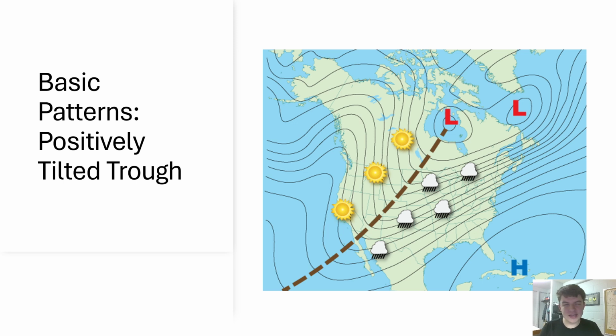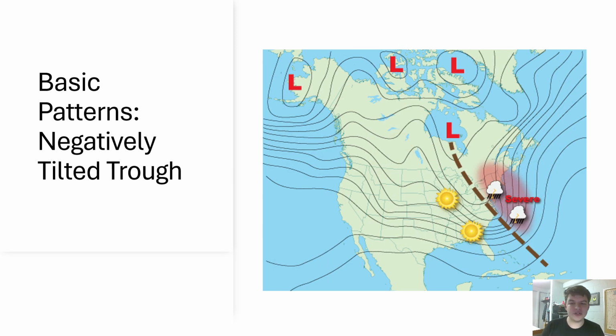So the intensity of unsettled weather tends to be a bit lower, but your overall widespread nature tends to be a bit more robust. Then you have negatively tilted troughs. Negatively tilted troughs, same rules apply. Ahead of the trough, weather is unsettled.